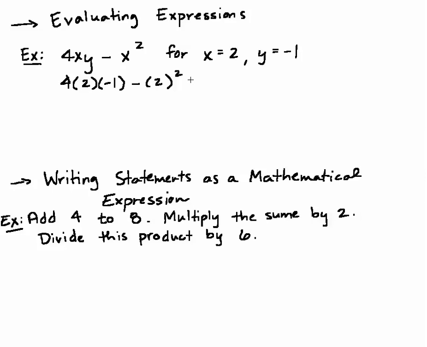Order of operations tells us to evaluate exponents first. We've got parentheses, but there's no operations in those parentheses. So we skip to exponents. And 2 squared is the same thing as 2 times 2, which is 4. And then we can do multiplication and division. There's no division, so we can just multiply. 4 times 2 is 8. 8 times negative 1 is negative 8.